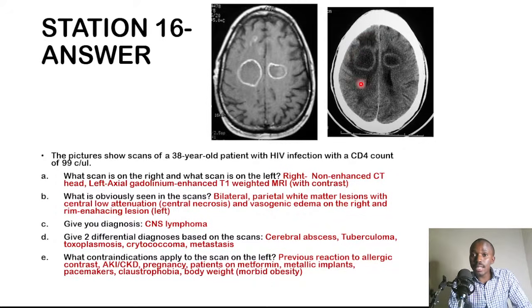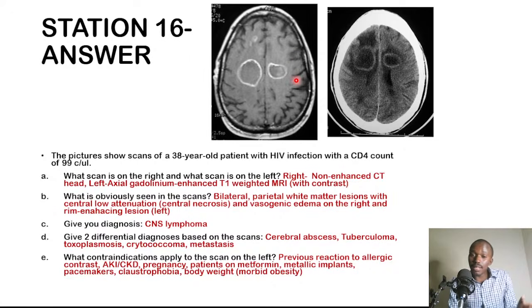Then surrounding this lesion, you can see that there's some dark area surrounding it. This is known as a vasogenic edema. Then of course here you have a ring that is surrounding the lesion. This is known as a ring enhancing lesion, this ring here that's surrounding the lesions. So this is the CNS lymphoma.